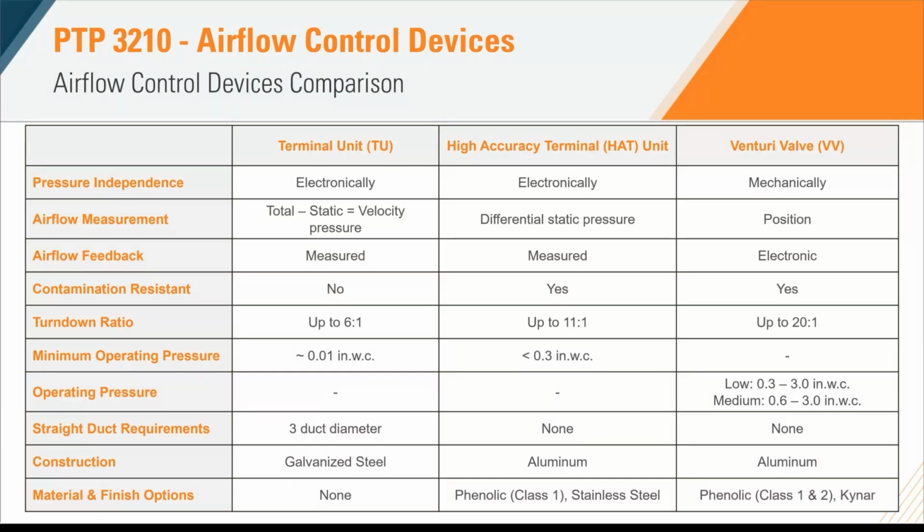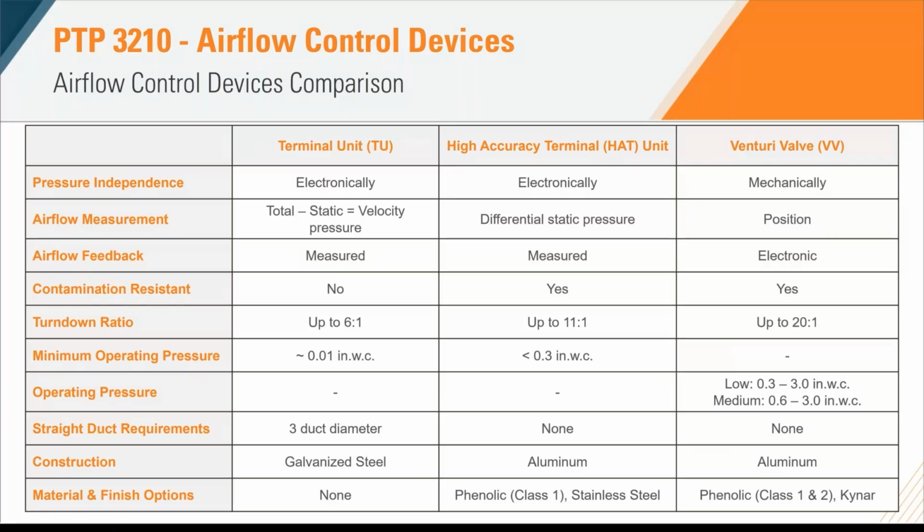We talked about airflow feedback. Again, the terminal unit and high accuracy terminal unit directly measure airflow through a measured variable, versus the Venturi valve relies on that electronic feedback coming from the potentiometer, which is measuring the position that's correlated to the airflow the valve is going through. Now, both the high accuracy terminal unit and the Venturi valve do give us resistance to contamination based off of the inherent designs. We'll typically see higher turn down ratios available with high accuracy terminal units and Venturi valves.